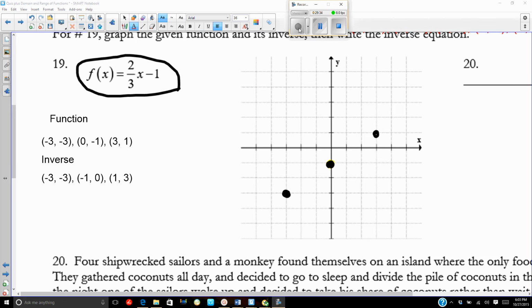So those are the points I've picked for the line y equals 2/3 x - 1.